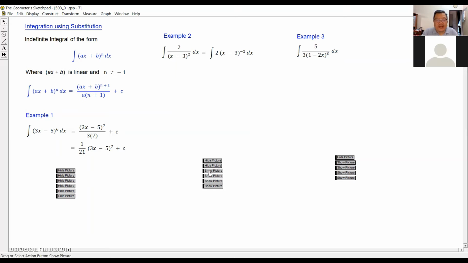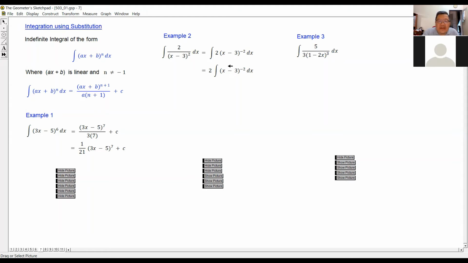So let's see how we're going to do it. This number 2, which belongs to the whole bracket here, you cannot multiply inside, because the index is -2 and your 2 here has no index. So what you can do is take this 2 out and leave it outside.